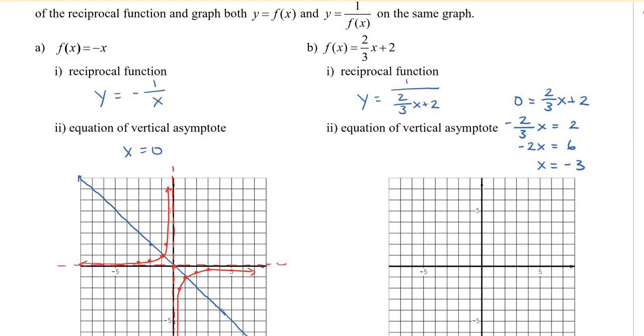So again, let's graph our original function first, and that would be 2/3 x plus 2. It has a y-intercept of 2, which is this value here, and then a slope of 2 over 3, which is this fraction in front of x. So we're going to rise 2, run to the positive 3, rise 2, and run 3. Or we can go down 2 and left 3, down 2 and left 3. So we get a graph that looks something like this, which I'm going to connect.